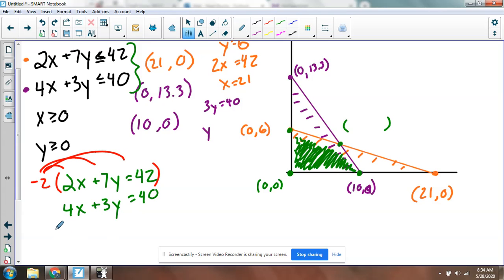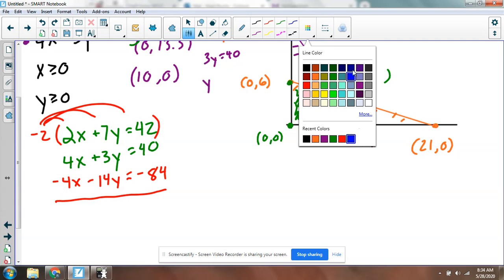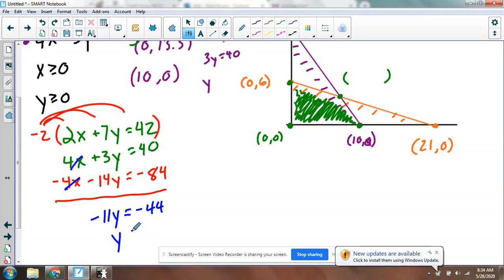So this is going to give me -2 times 2x is -4x. That's what I want. Same but opposite. -2 times 7 is -14y. -2 times 42 is -84. So now I can add these two equations together, and by doing so, the x's go away. So this crosses out with that. I'm left with 3y and -14y is -11y. And 40 minus 84 is -44. Dividing by -11, we get y equals 4.